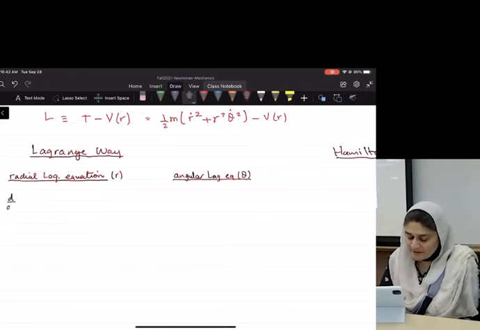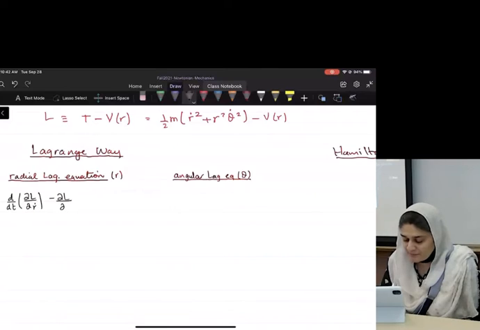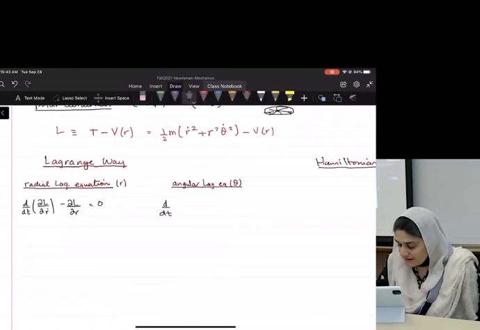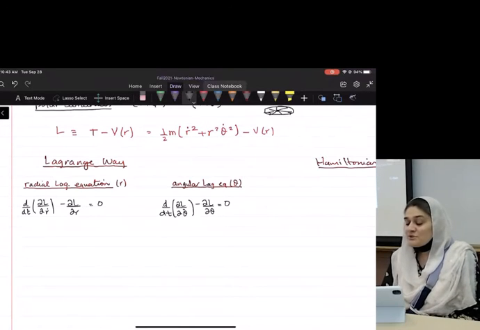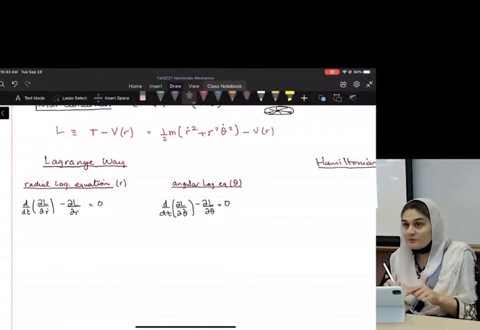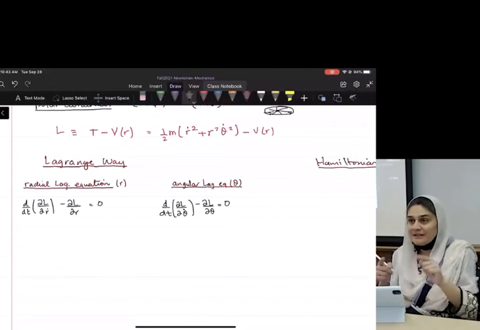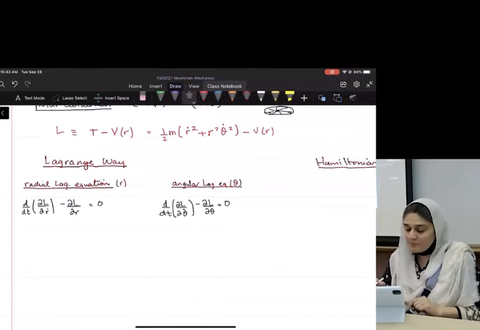But my radial equation will look something like this. d over dt of partial L over partial r dot minus partial L over partial r equals 0. d over dt of partial L over partial theta dot minus partial L over partial theta equals 0. Do you see now why we were using partials? Because we're only taking the derivative over r, we're only taking the derivative over theta. Everybody done? The next step? Okay, what does that look like?